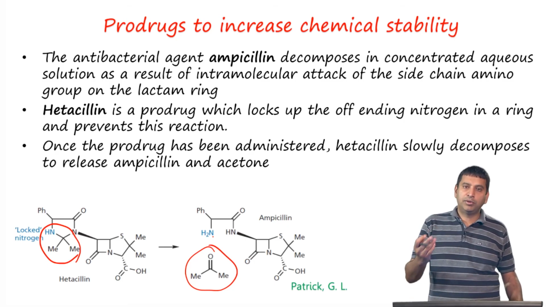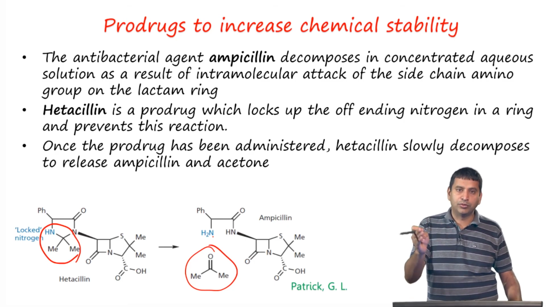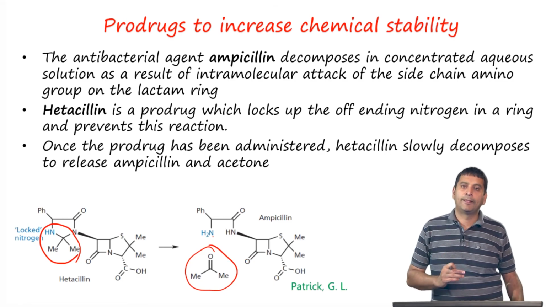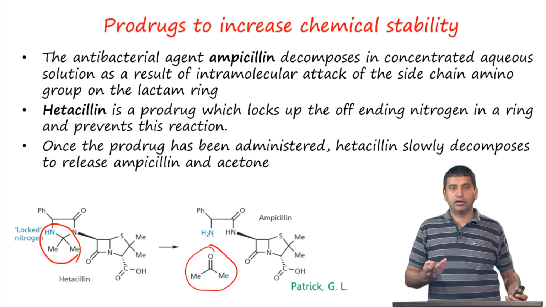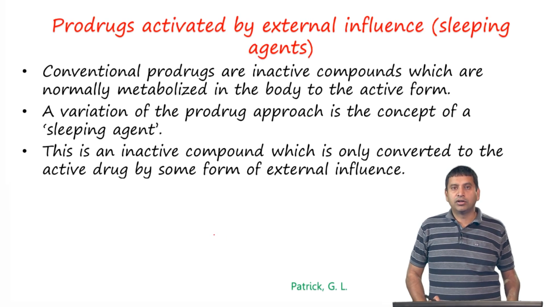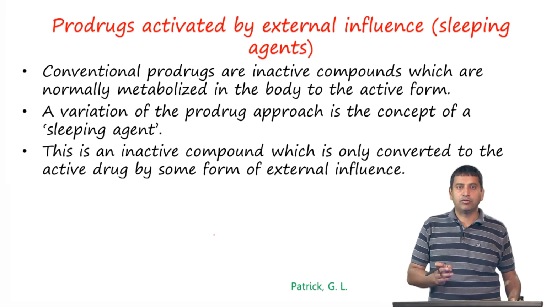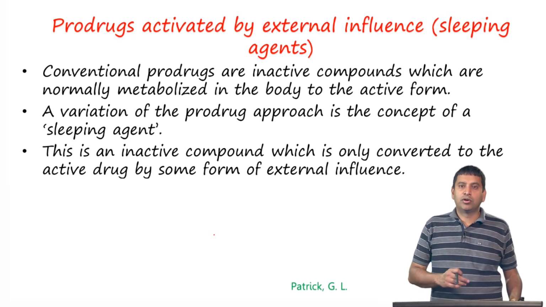So, once the prodrug has been administered, it slowly decomposes to release ampicillin and acetone. So, this is one of the ways in which you can increase the chemical stability of the drug. Now, conventional prodrugs are inactive compounds which are normally metabolized in the body to the active form. A variation of this prodrug approach is to use what is known as a sleeping agent.